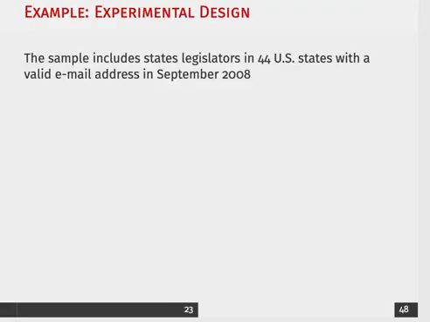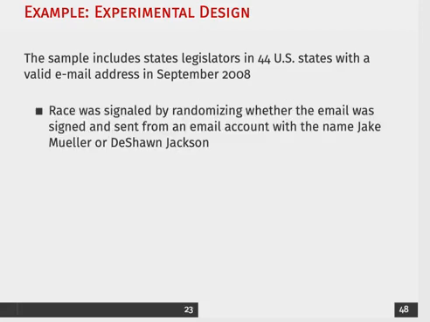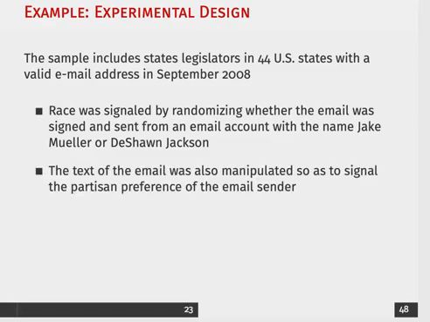So in our example, we're going to design our experiment so that we are contacting different state legislators in 44 different state legislatures, with any of them that had a valid email in September of 2008. What the experimenter did was they signaled the race randomly in the email, and it was also sent from an account with that same name. The two names that they were randomizing that signaled race were Jake Mueller and Deshaun Jackson.